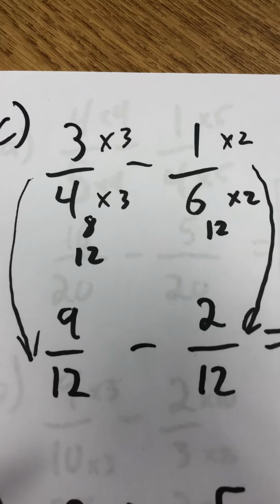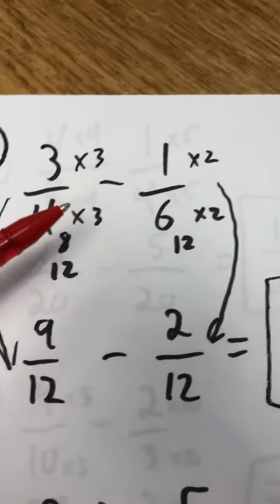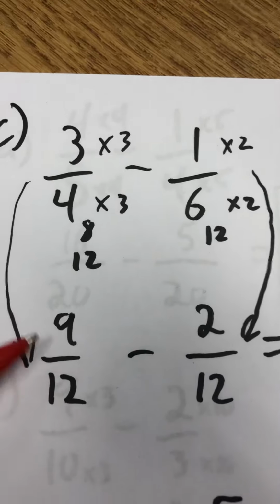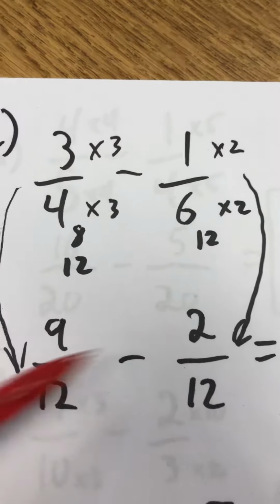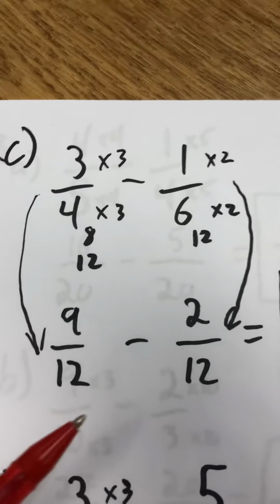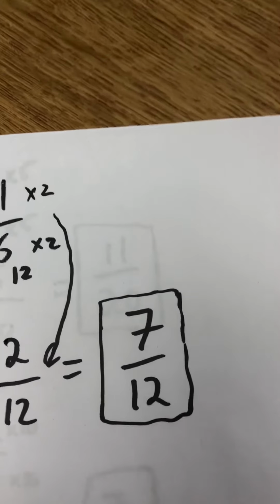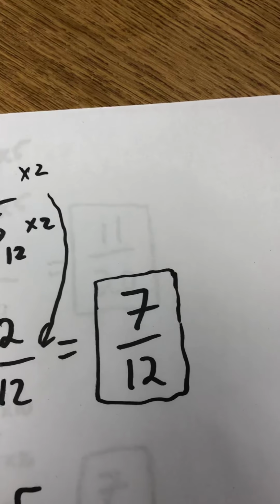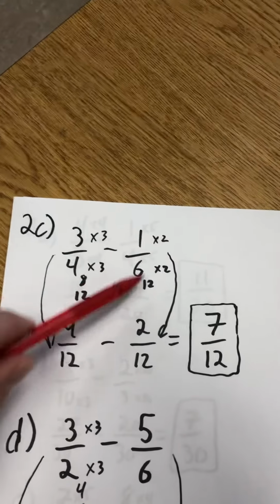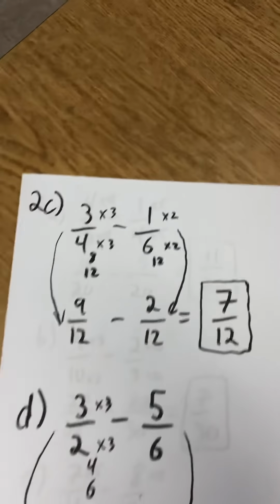Your new fractions become 3 times 3 up here is where we got the 9 from. 1 times 2 up here is where we got the 2 from. Now that we have a common denominator being 12, 9 subtract 2 is 7. Carry over your 12. First answer is 7 over 12. So 1 mark for all of your work, second mark for your answer.